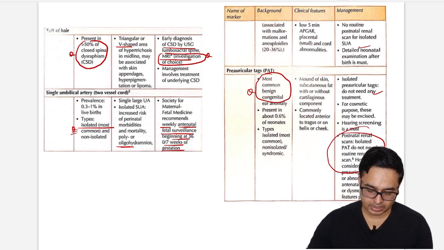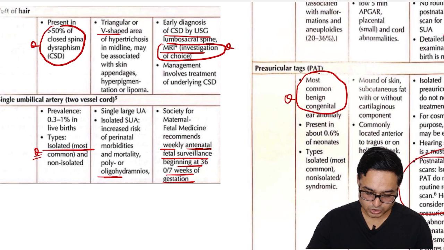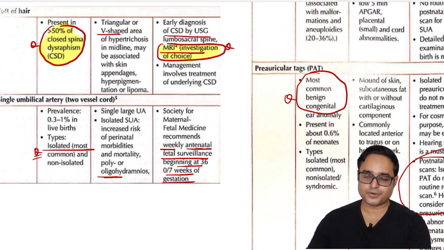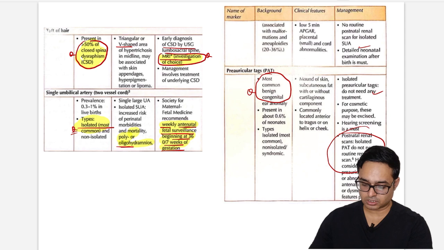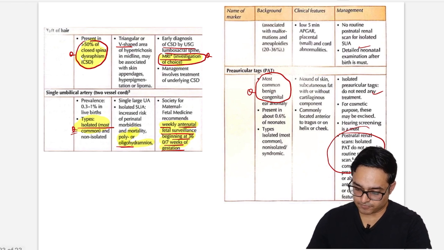Okay, the last slide, tuft of hair. So generally in 50% of closed spinal dysraphism, a tuft of hair is seen, and MRI is the investigation of choice if it is found in the lumbosacral region. Next, single umbilical artery. If it is isolated, generally it is benign. It is associated with oligohydramnios, polyhydramnios, mortality. What you have to do in the antenatal period: weekly antenatal fetal surveillance beginning at 36 weeks of gestation, and just after birth, a detailed neurological examination is required.